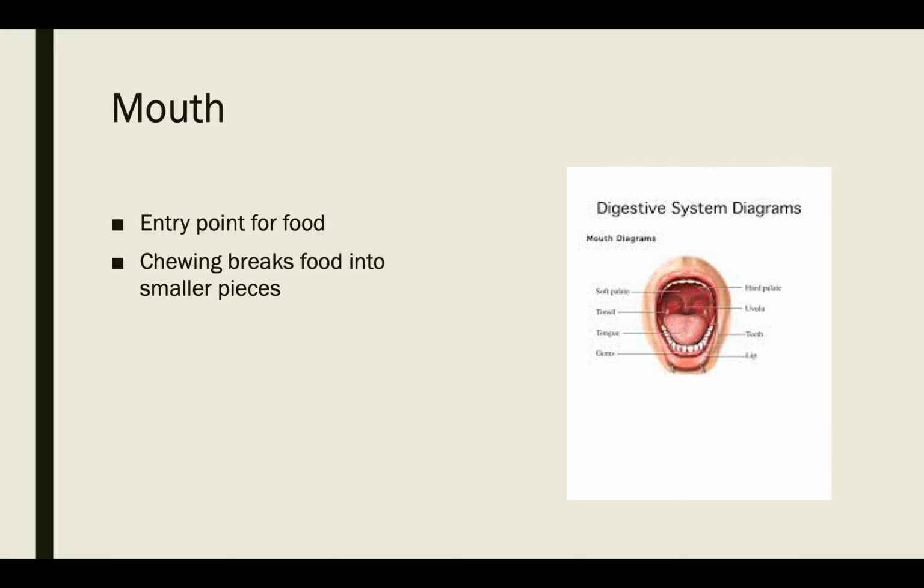So, starting with the mouth, since it is the top. The mouth is your entry point for food. Once food enters the mouth, the chewing breaks the food into smaller pieces. And here's a mouth diagram. It shows some of your teeth, the tongue.